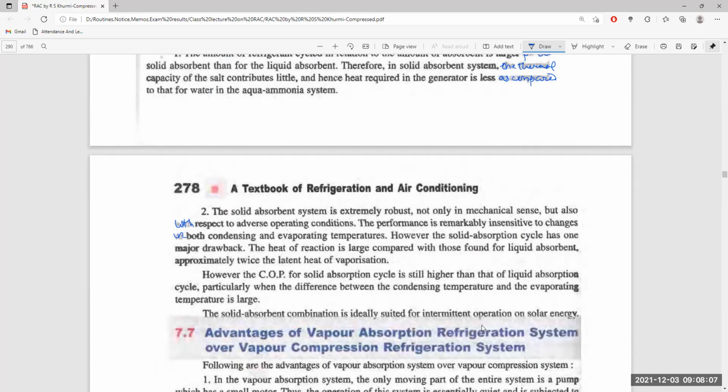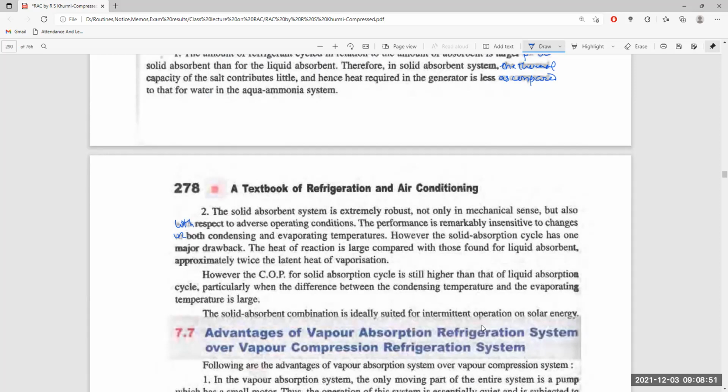The solid absorbent combination is ideally suited for intermittent operation on solar energy. Now, what is the solid absorbent's nature? It is robust, compact, not in the mechanical sense, but with respect to adverse operating conditions. It is effectively insensitive to changes in condensing temperature and evaporating temperature. It is not dependent on the condensing temperature, which we have fixed, and the evaporating temperature, which is also fixed. But there is one disadvantage: the heat of reaction is very large compared to the liquid absorbent.